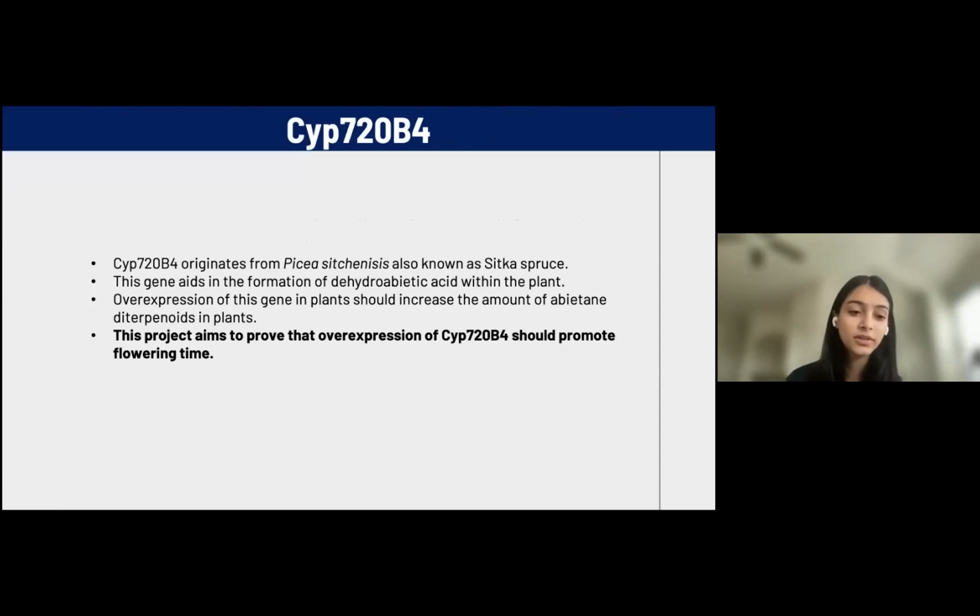CYP720B4 is the other gene that we use. CYP720B4 originates from Picea sitchensis, also known as Sitka spruce. It aids in the formation of dehydroabietic acid within the plants. Overexpression of this gene should increase the amount of diterpenoids in plants. So this project aims to prove that overexpression should promote flowering time.